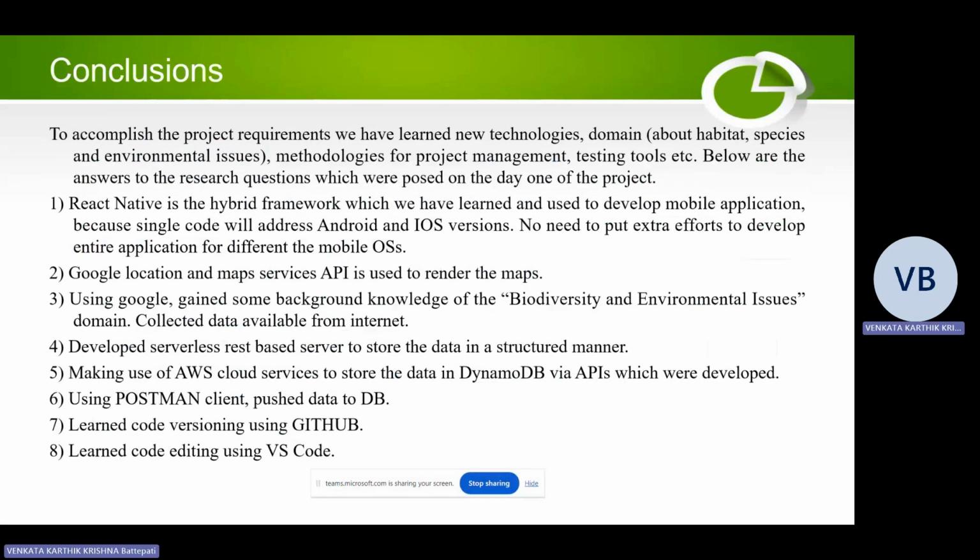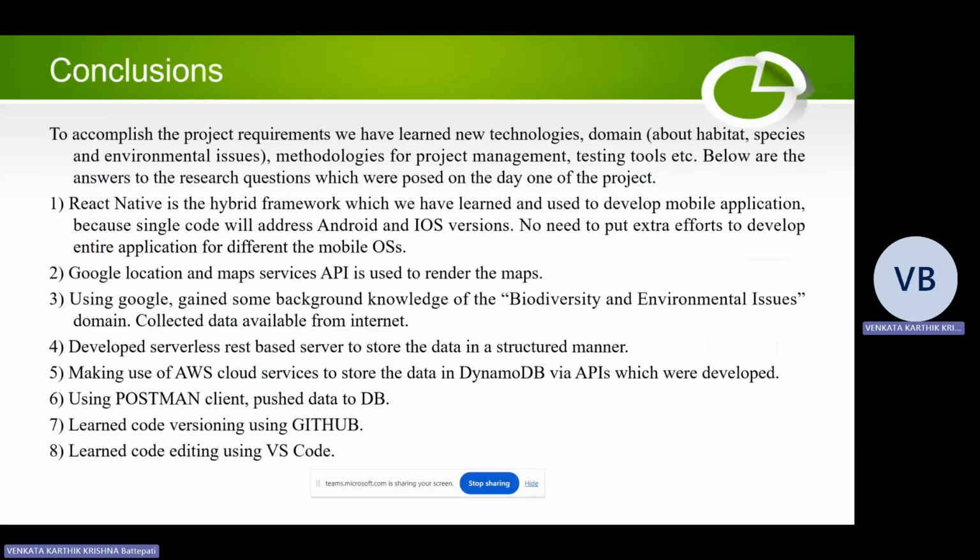So to accomplish this project's requirements, we have learned new technologies and domain knowledge about habitats, species, and environmental issues, and also methodologies for project management and testing tools. React Native is the hybrid framework which we learned and used to develop the mobile application, because a single codebase addresses Android and iOS versions. The second one is that Google location and map services API is used to render the maps.